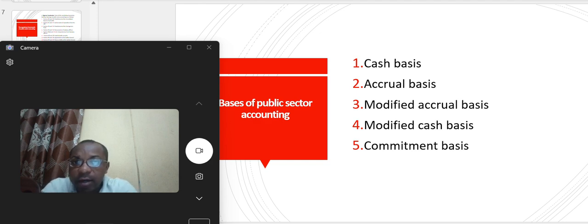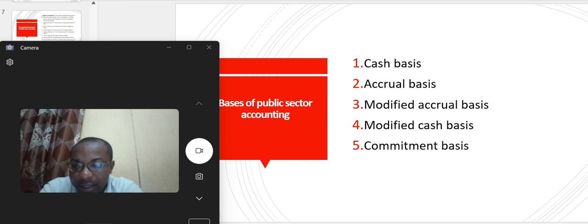In accounting generally, we have the basis on which we prepare our financial statements, or on which the accounting itself is prepared. Then in public sector accounting, we have 5 bases of accounting. First is cash basis, we have accrual basis, we have modified accrual basis, modified cash basis, and commitment basis.